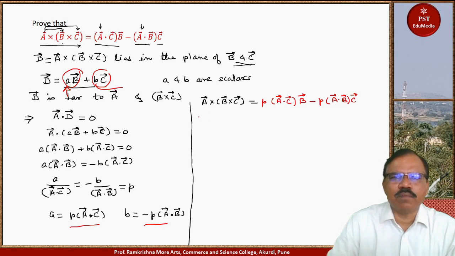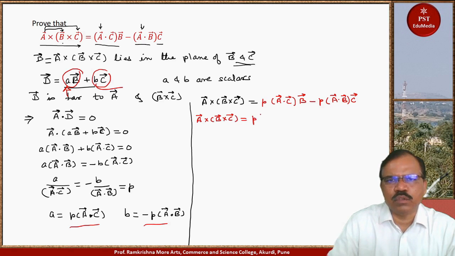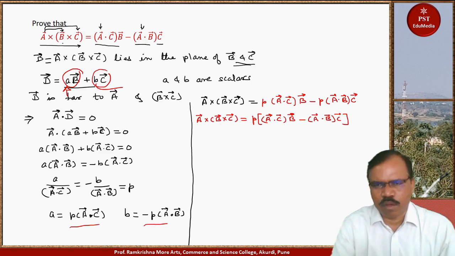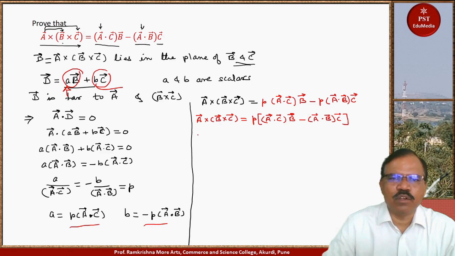Now you can take common. So A cross B cross C, meaning vector D, will be equal to P common. In the bracket I can take A dot C multiplied by B minus A dot B multiplied by C. So P I have taken common. Now I have to find the value of P. How can we find the value of P?